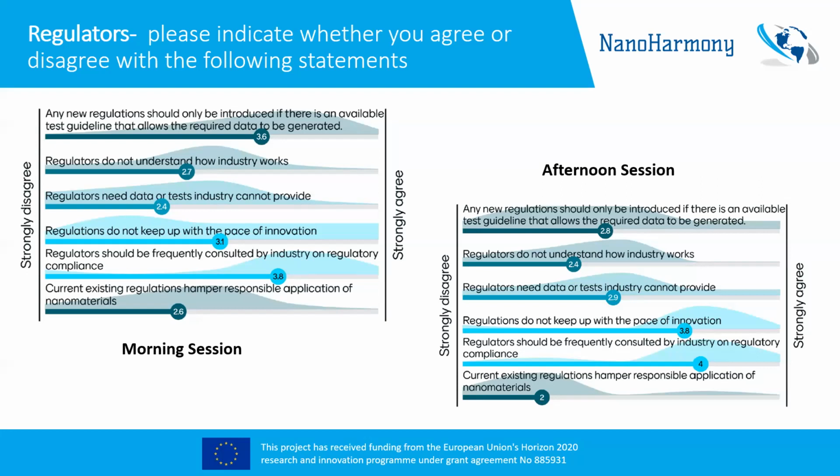Regulations do not keep up with the pace of innovation seems to be verging towards agree. Regulators should be more frequently consulted by industry on regulatory compliance. Again, there seems to be some agreement there. Current existing regulations hamper responsible application of nanomaterials. That tends to be trending more towards disagree. Between the two groups, the one thing that we can say, and you'll see this in some of the other slides as well, is that one of the opinions coming out very strongly is there needs to be more consultation and discussion between all of the stakeholders.